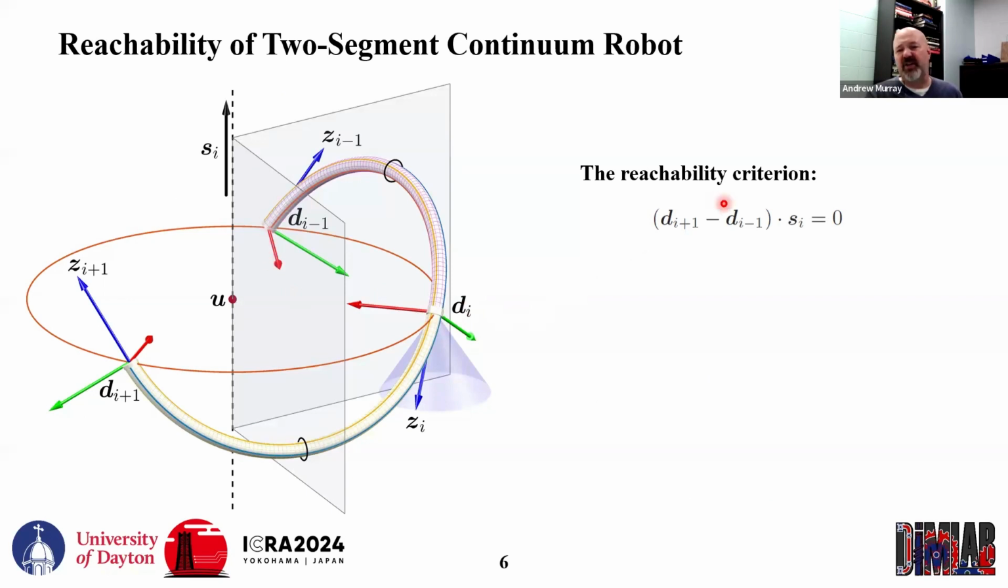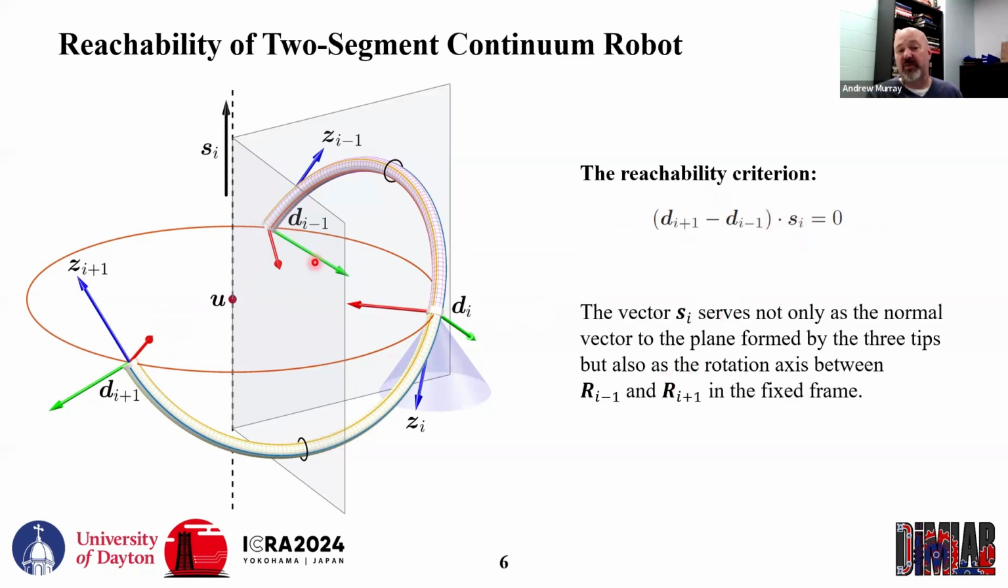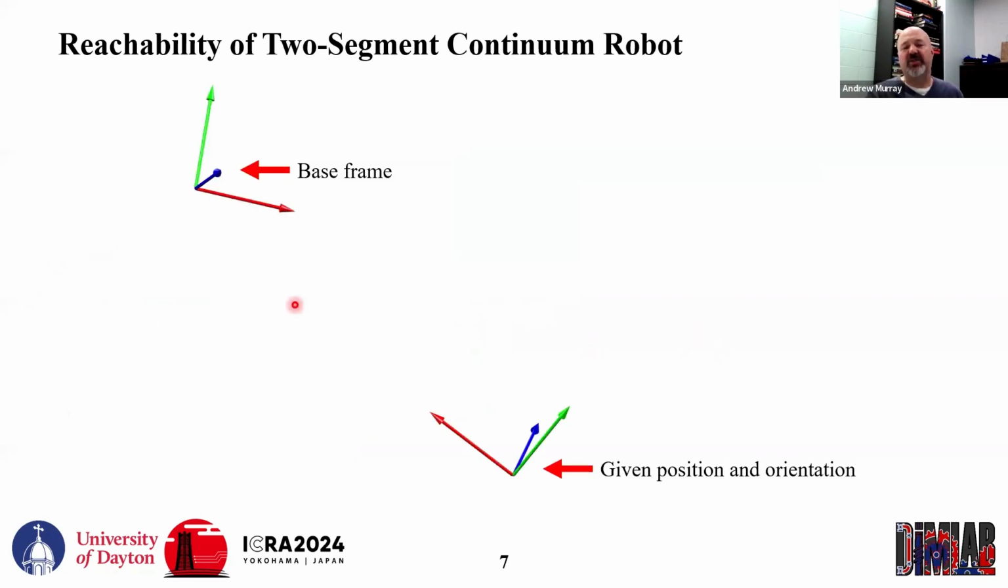And the reachability criterion derived here is that there's a vector that connects the first frame and the final frame, and there's an axis S that comes from the rotation matrix between here and here. And for there to be a 2-segment PCC continuum robot that connects here to here, this statement has to be true.